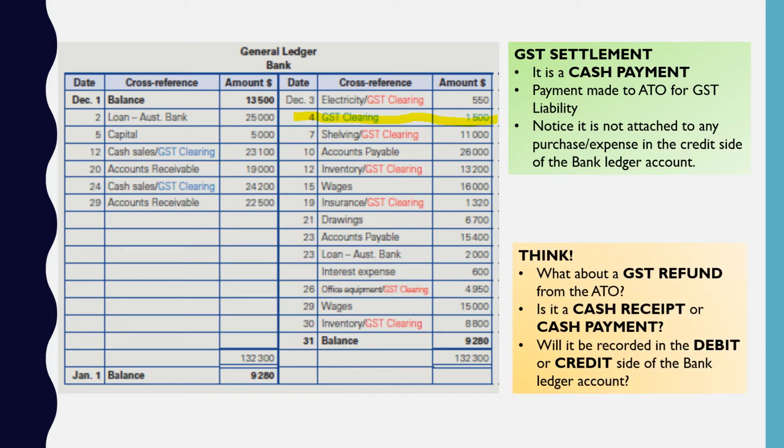Think, what about a GST refund from the ATO? Is it a cash receipt or cash payment? Will it be recorded in the debit or credit side of the bank ledger account? Because a GST refund is a cash receipt, it would therefore be recorded on the debit side of the bank ledger account.